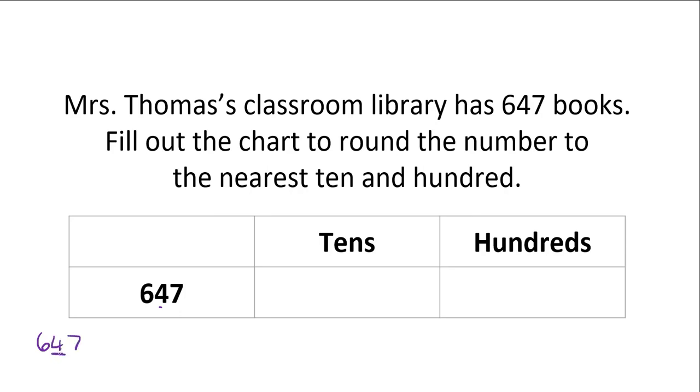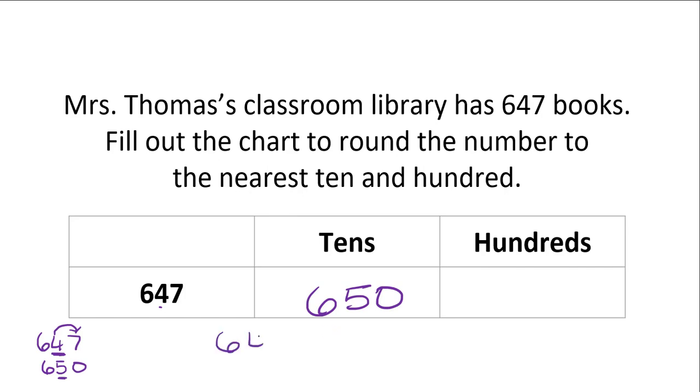So let's put it out here first. 647. Let's underline the digit in the tens place. Then we look next door. The 7 is a big number. It's 5 or more. So it's going to cause a change to the digit in the tens place. The digit in the tens place becomes a 5. But remember, the 6 will remain the same. Everything after the underlined digit becomes a 0. 650 is my answer for rounding 647 to the nearest 10.